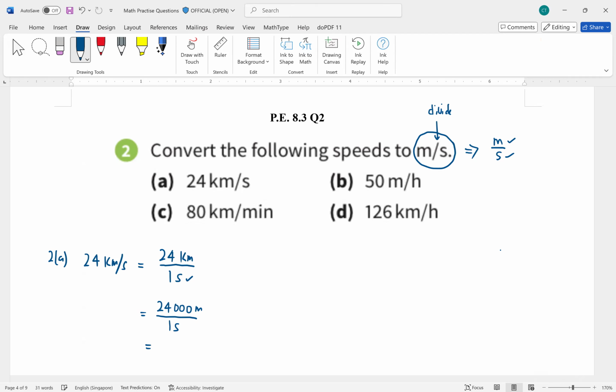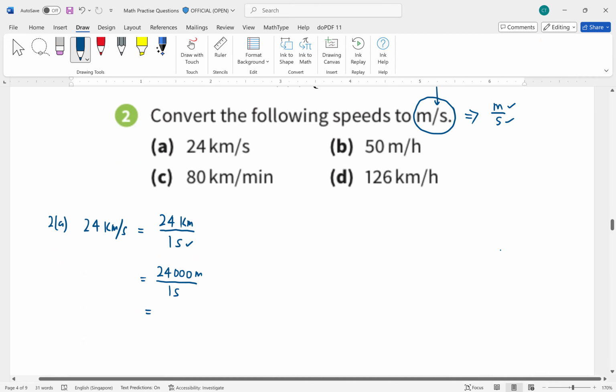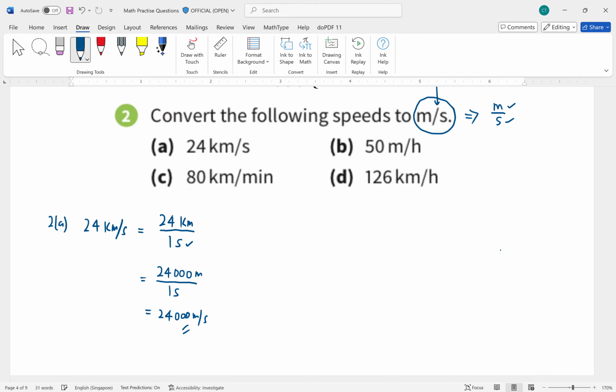Okay, then we do the division again. So now 24,000 meter divided by 1 second. So the answer will be 24,000 meter per second. Just like that, right? Okay, so convert the top unit to meter, convert the bottom to second, and then recalculate again. Okay, let's take a look at part B. Right, you may want to pause the video and then try it out on your own first. Okay, then you see whether you can get the answer or not.